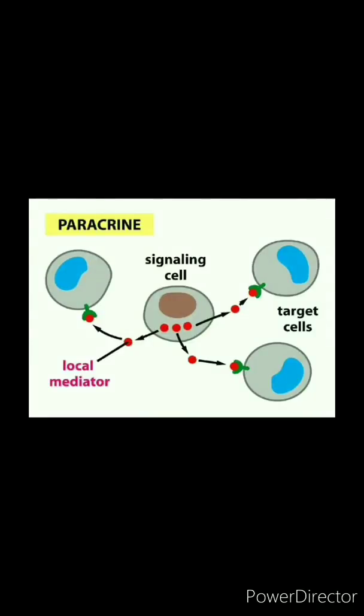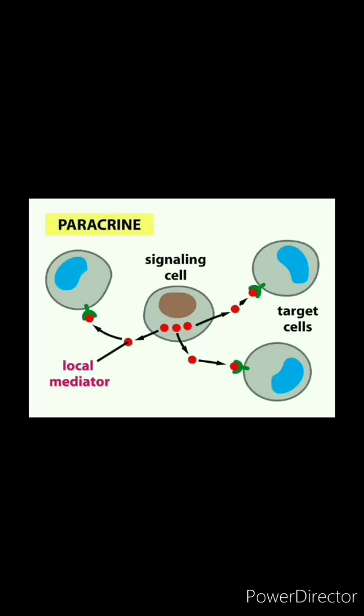Next is paracrine signaling. In paracrine signaling, the signaling molecules released by a cell affect target cells only in close proximity. An example of this is the action of neurotransmitters in carrying signals between nerve cells at a synapse. In this signaling, the signaling molecule is not carried by the circulatory system; rather, it diffuses through the extracellular matrix and attaches to the receptor of the target cell.